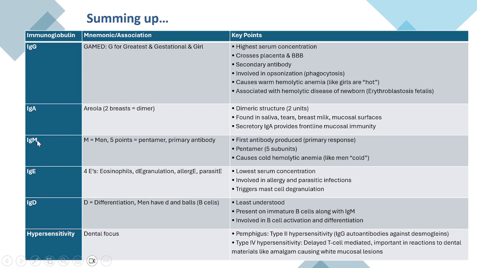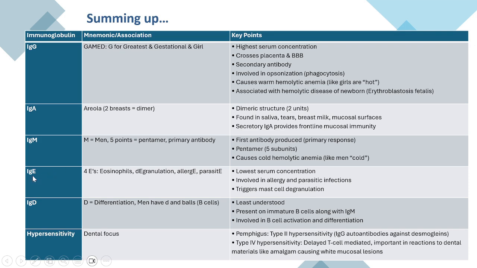Coming to IgM, M stood for main. We made M by making 5 points, which says that IgM is a pentamer, and males are primarily produced. And unlike IgG, where girls are hot, men are kind of cold, so they cause cold hemolytic anemia.